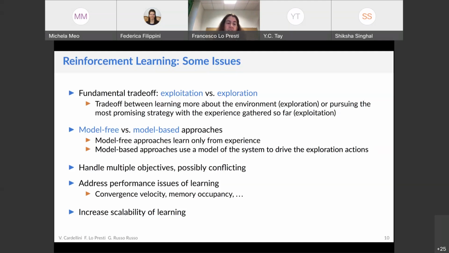In addition, we will see how we can increase the scalability of the learning process, so that we can handle large state sizes. So when you have a large state space.